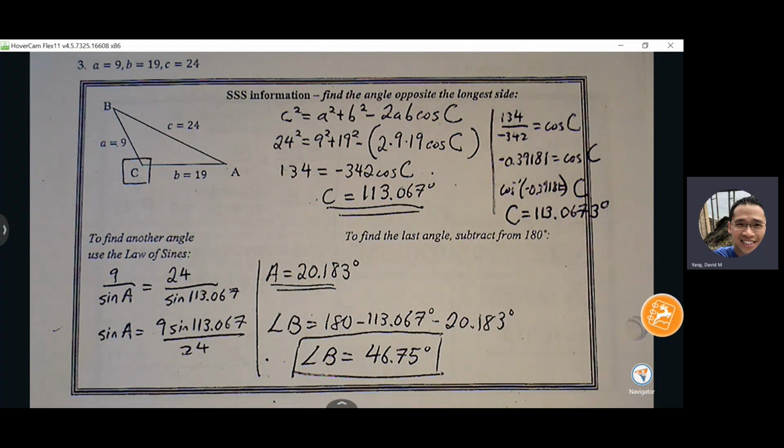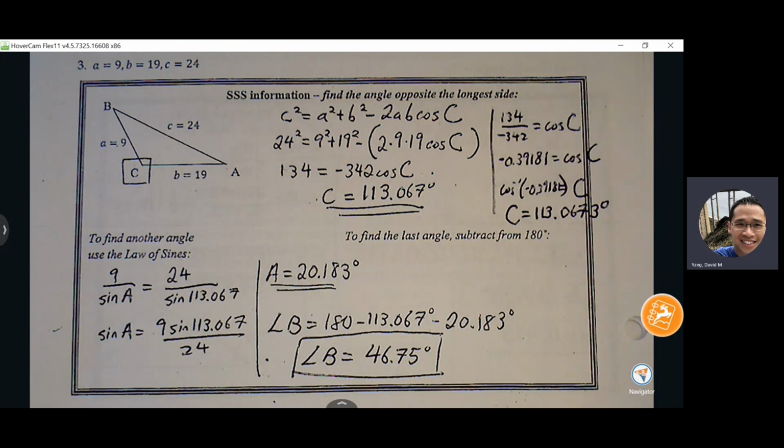So when I divided 134 by negative 342, I got negative 0.39181. Then I did inverse cosine of that, and I got 113. I took the inverse of that too, and I got some items. I did it like, divided by that.